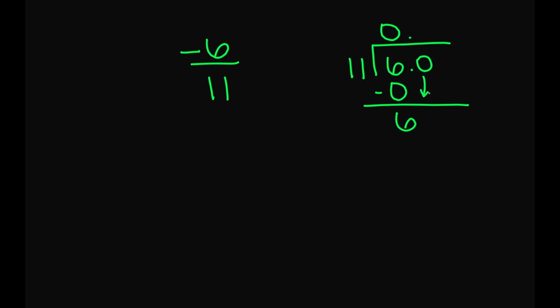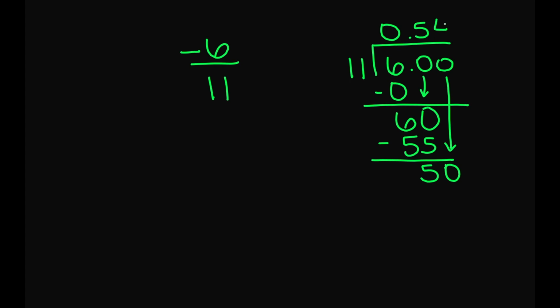Bring this 0 down. 11 goes into 60 now. How many times? It goes in 5 times. 11 times 5 is 55. 60 minus 55 is 5. Bring my 0. 11 goes into 50 4 times. 11 times 4 is 44. 50 minus 44 is going to equal 6.